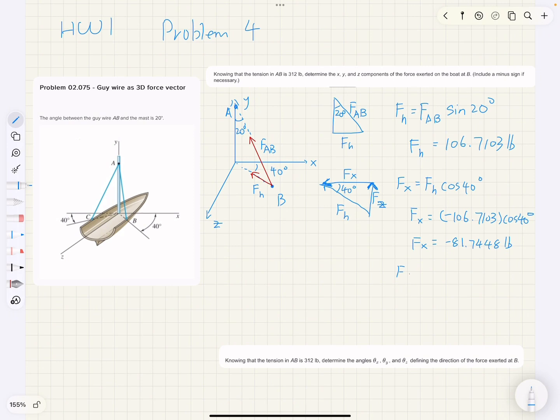For Fz, we'll do it in a similar way. FH times sine 40 degrees. So Fz would be negative 68.592 pounds.